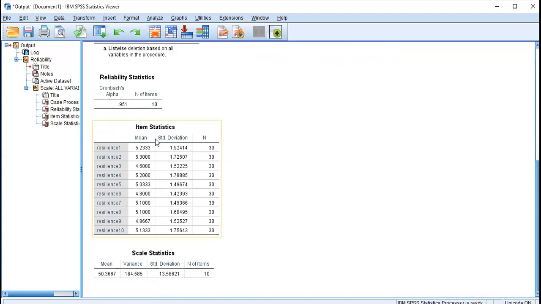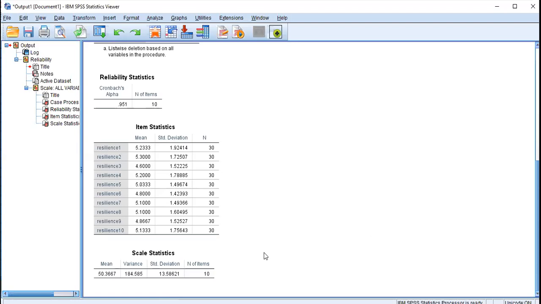These are the item statistics, the item means we have got. The mean ranges from the lowest, 4.6 for resilience 3, to the maximum, 5.3 for resilience 2, which is the highest one. So the means for the 10 items on resilience range from 4.6 to 5.3.